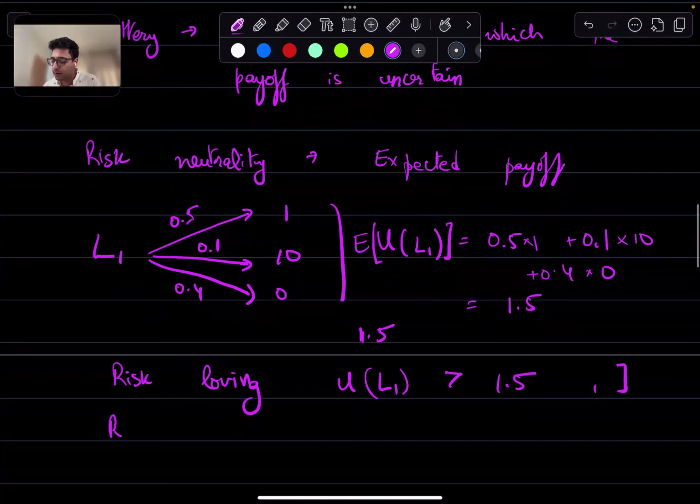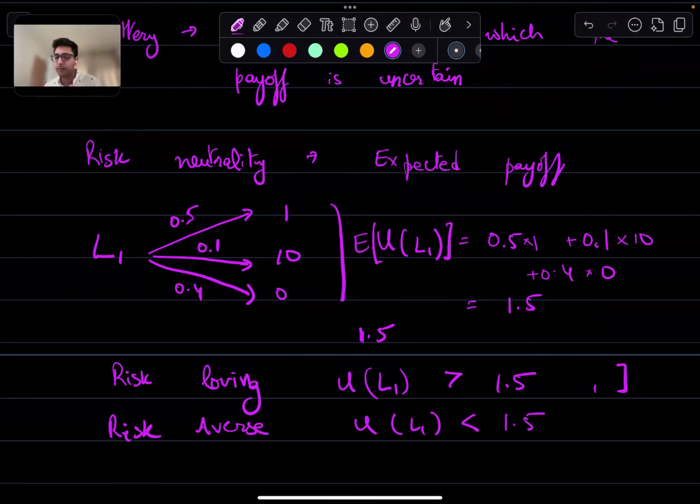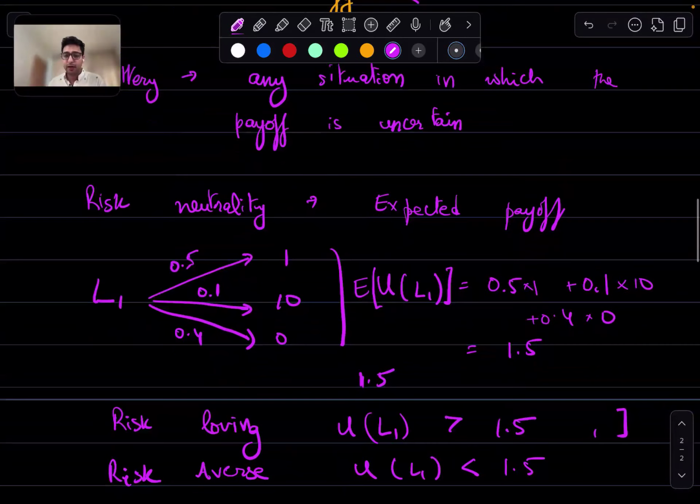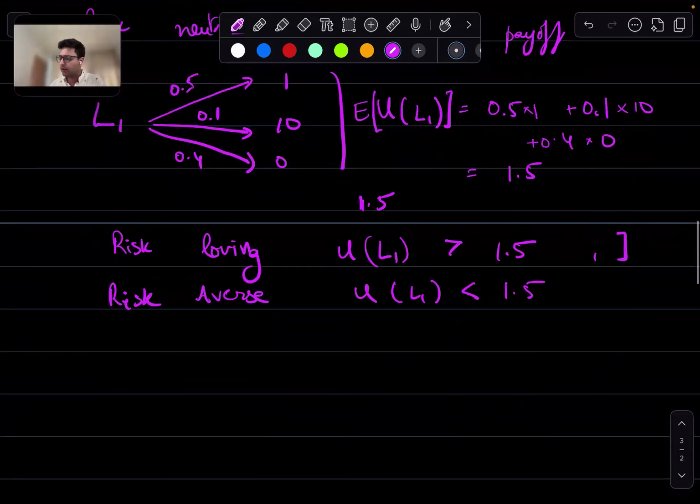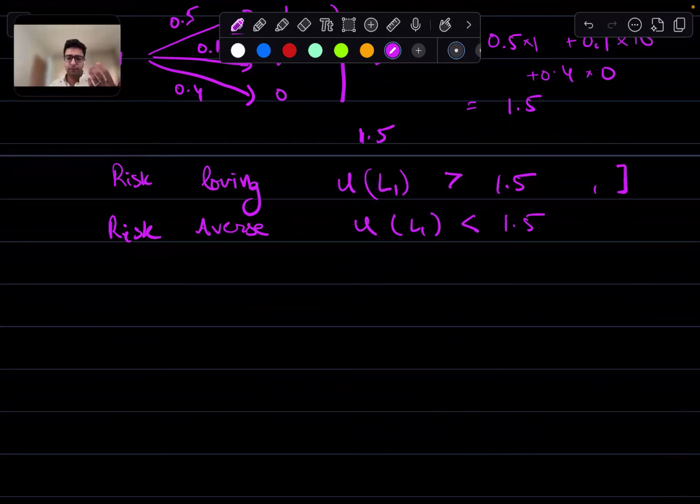And if you're risk averse, then your utility from L1 will be less than 1.5, right? Then you'd rather have 1.5 for sure instead of this lottery, which might give you 10 or might even give you nothing. Okay. So that is how we evaluate payoffs when we have uncertainty. We're going to assume risk neutrality here. We can do a lot more when we assume different types of utility, risk aversion and risk loving preferences. But this is an undergrad game theory course, so we'll assume risk neutrality.